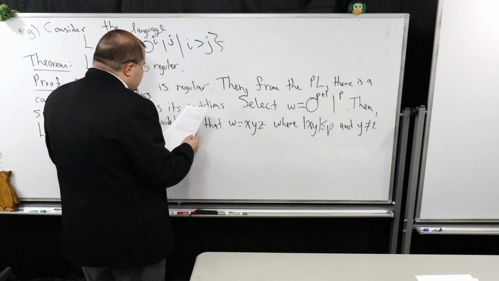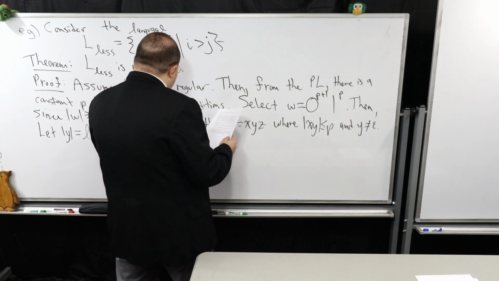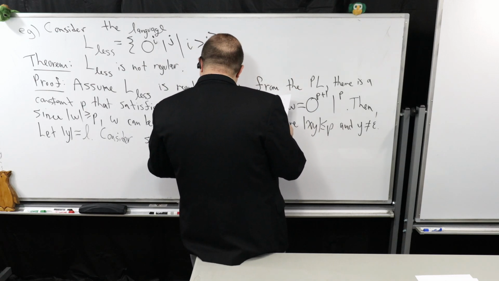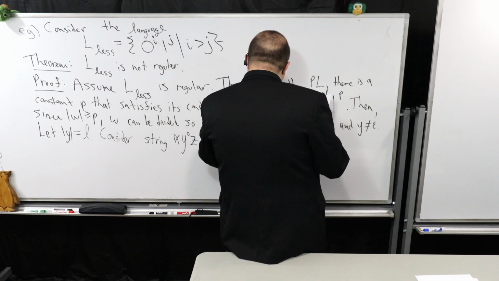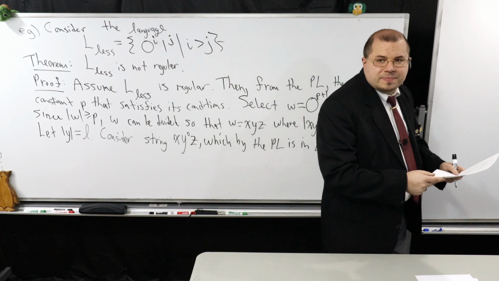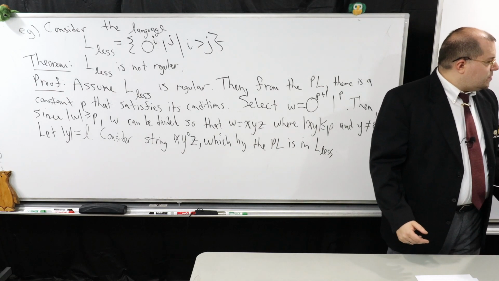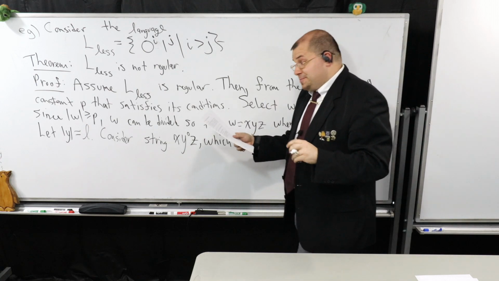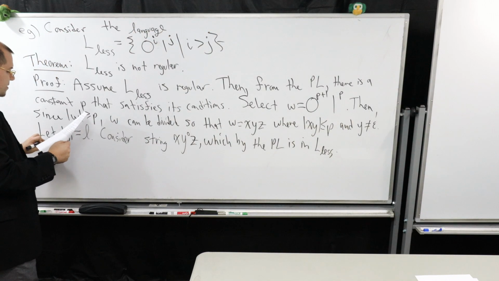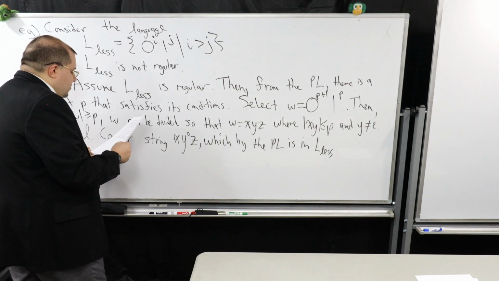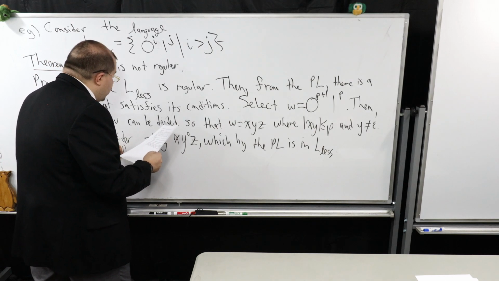So I'm going to consider the string x, y to the 0, z, which by the pumping lemma is in L less. That I know. The real question is what I can do with this fact. So I'm just going to write out what that means. If I have no y part, then it's just xz, right? Then xz is going to be equal to 0 to the p plus 1, right? Because remember, it's p plus 1.